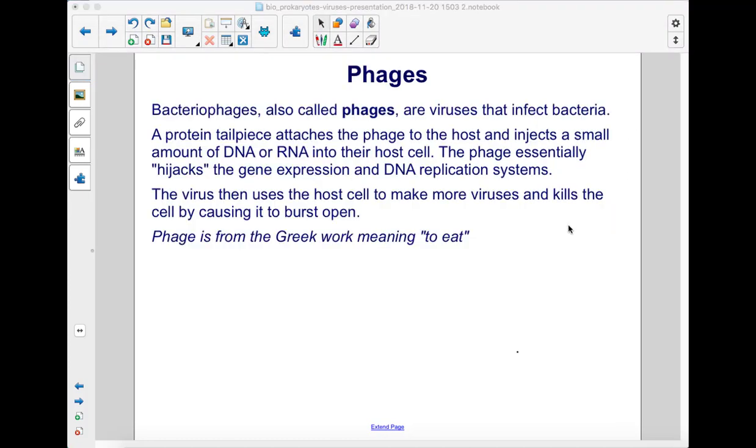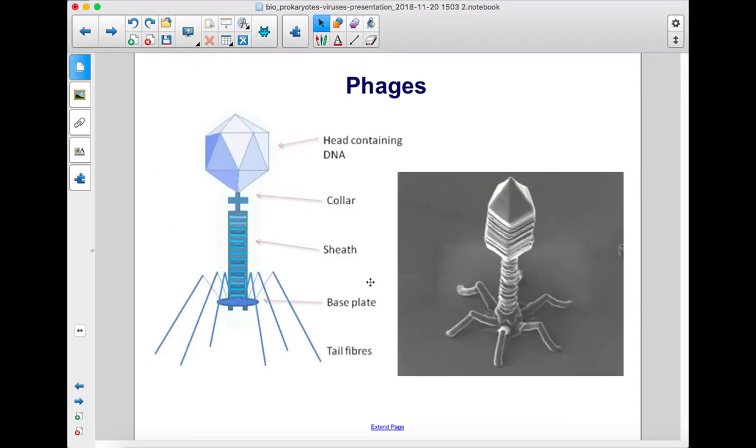Bacteriophages, also called phages, are viruses that infect bacteria. A protein tailpiece attaches the phage to the host and injects a small amount of DNA or RNA into their host cell. The phage essentially hijacks the gene expression and DNA replication systems. The virus then uses the host cell to make more viruses and kills the cell by causing it to burst open. Phage is from the Greek word meaning to eat. Here is an illustration of a phage.